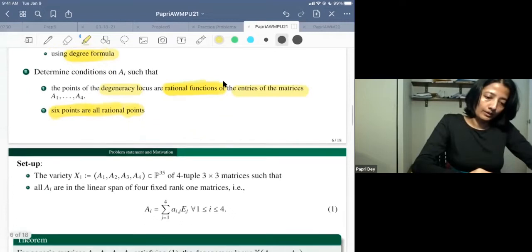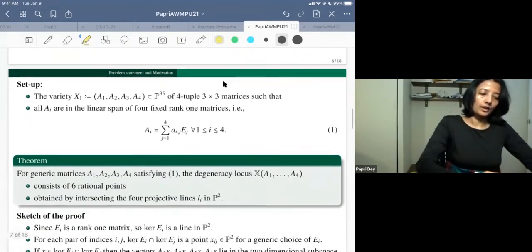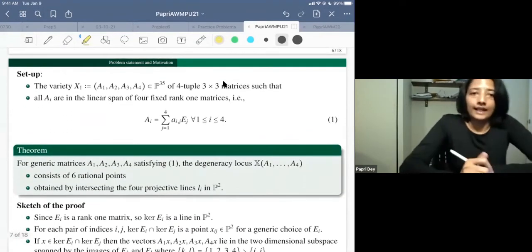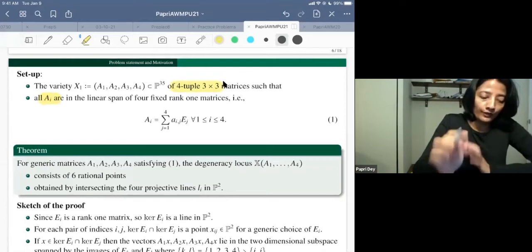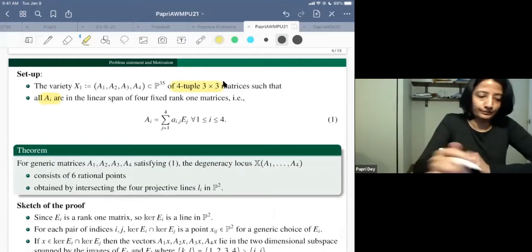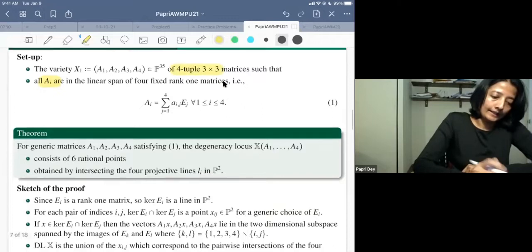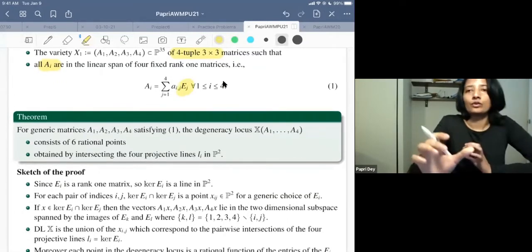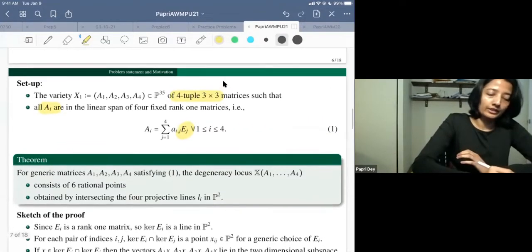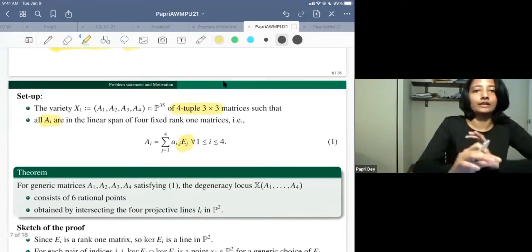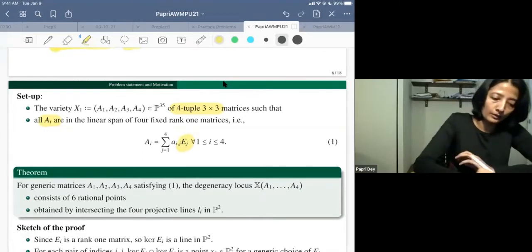So here is our setup. Look at the variety X1 of 4-tuples of 3x3 matrices, which is sitting inside P35, such that all Ai are in the linear span of 4 fixed rank 1 matrices. So first you choose 4 rank 1 matrices and then construct your matrices Ai such that the Ai would be in the linear span of the 4 fixed rank 1 matrices.